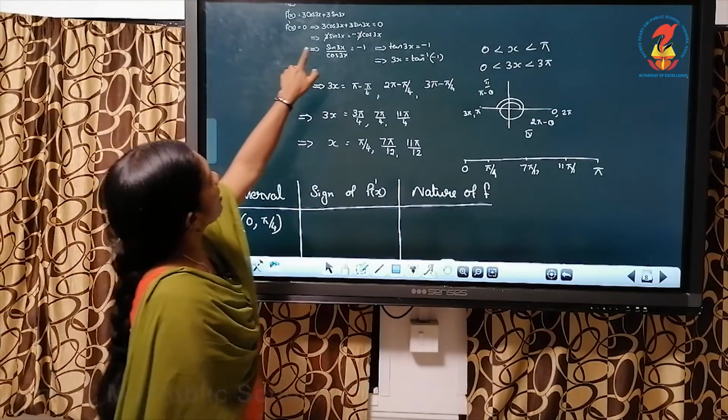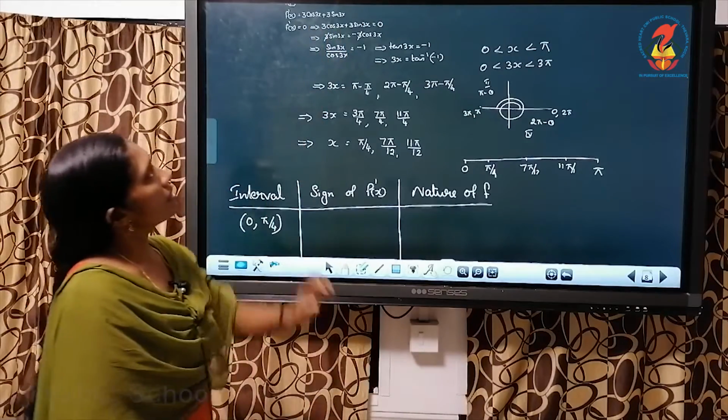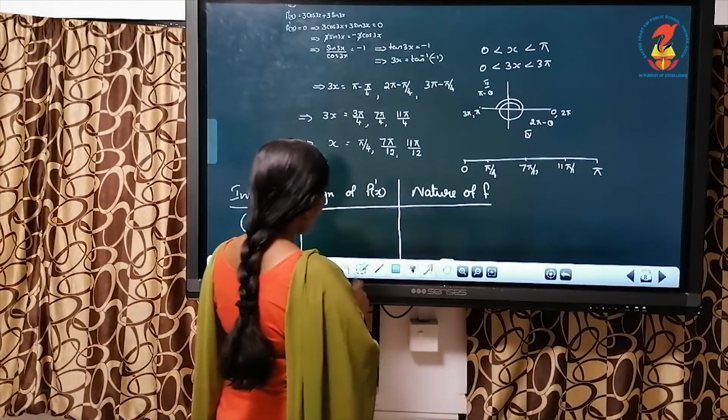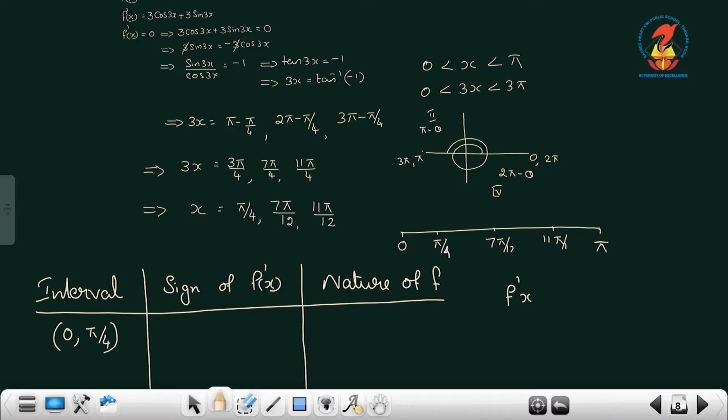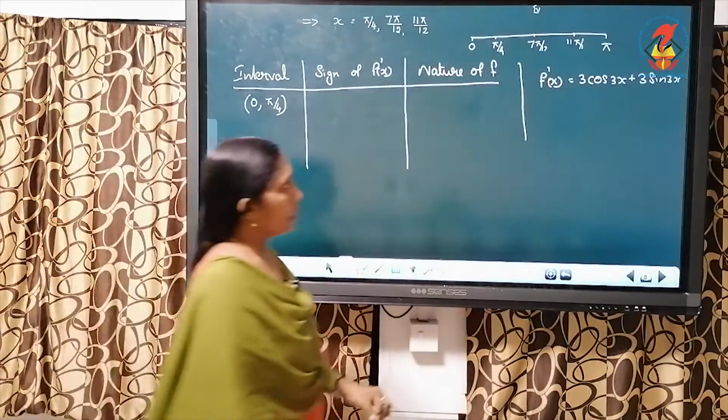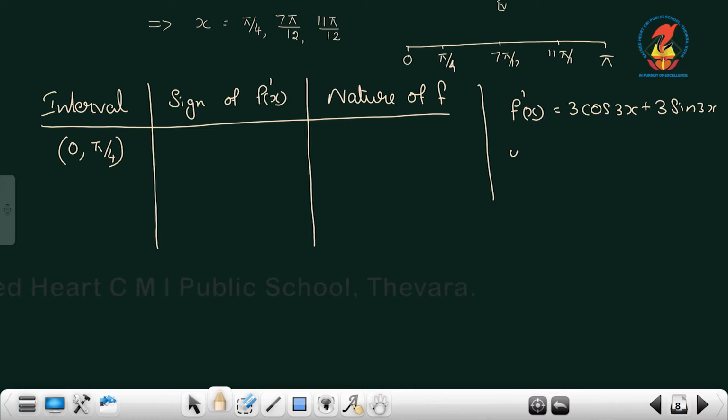F dash x means 3 cos 3x plus 3 sin 3x. There you have to substitute. And write here f dash x is 3 cos 3x plus 3 sin 3x. Okay, now we can do the calculations. So from 0 to pi by 4 is 45. So 30, we know that value. So we can take x equal to 30, which is pi by 6.